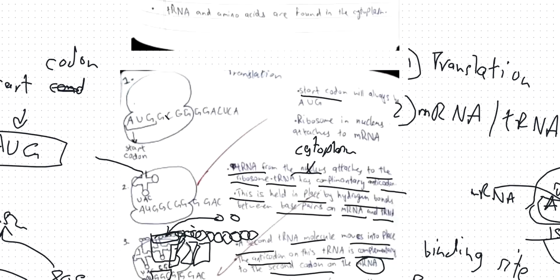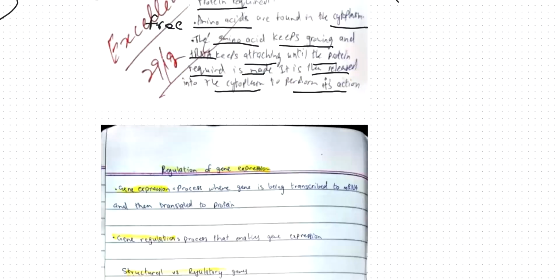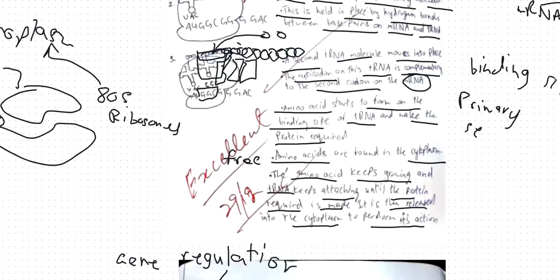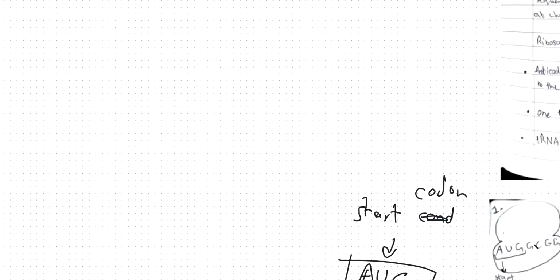And we have limited time, so I don't think we can finish this. So we'll do this in the next class. Regulation of gene expression. This is where you control how a gene is regulated. Gene regulation. What we just did was gene expression. So remember that translation as well as transcription is known as gene expression.